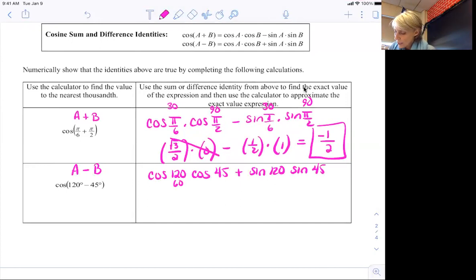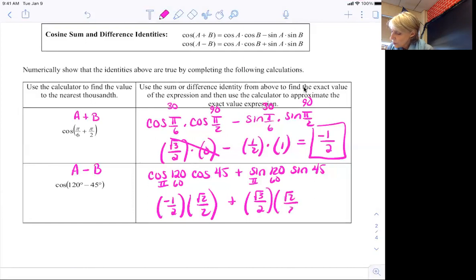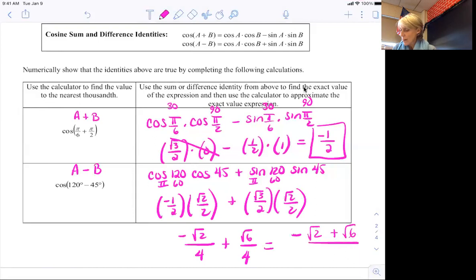Cosine 120 is cosine of 60 in quadrant 2, sine of 60 in quadrant 2. Cosine of 60 in quadrant 2, cosine of 45. Sine of 60 in quadrant 2, sine of 45. Do your math. Negative radical 2 over 4 plus radical 6 over 4 is going to give me negative radical 2 plus radical 6. Remember, I cannot add radicals together if they're not the same under the radical sign.